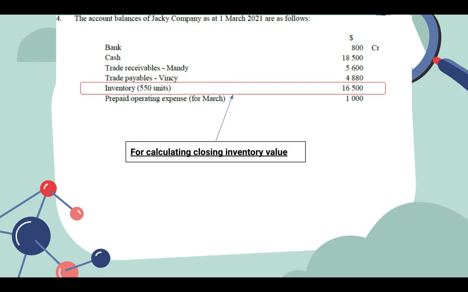Here, inventory is the opening inventory at the beginning of March, but it also mentions the quantity. The quantity facilitates the calculation of closing inventory at the end, because we need to keep track of the units so that we know how much inventory is left in our warehouse at the end of the month. So for the calculation, we'll go through it in part B.